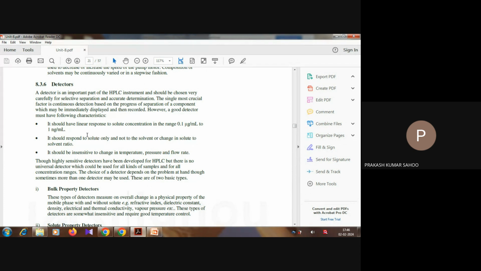nanogram per liter. It should respond to the solute only and not to the solvent or a change in the solute to solvent ratio. Then, it should respond to the solute only and not to the solvent. This is very important. It must not react with or respond to the mobile phase. It should be insensitive to changes in temperature, pressure, and flow rate.